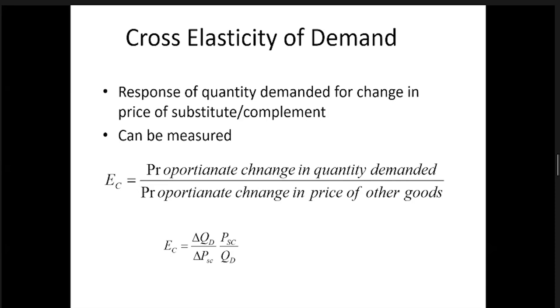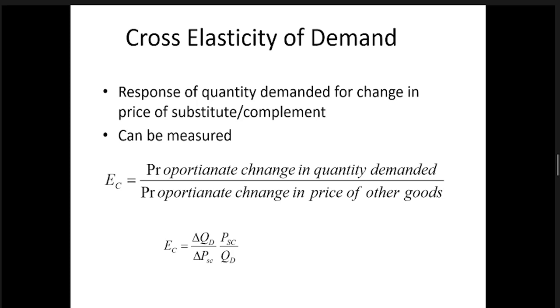I hope you can remember when we had the demand equation, we had factors affecting demand. So the prices of other goods and services was one of them, with prices of other goods. When we say other goods, those can be substitutes and complements. So there were two major types of other goods, substitutes and complements.